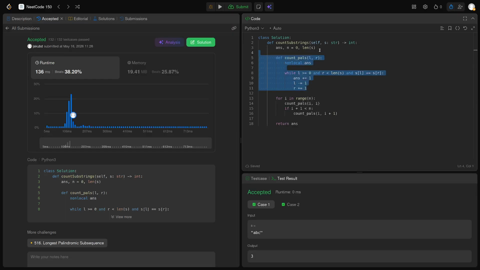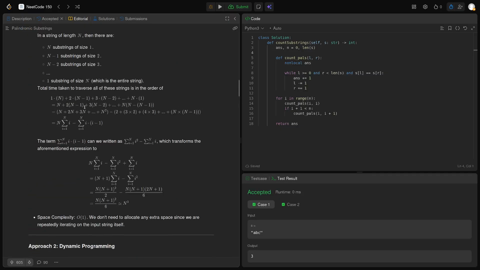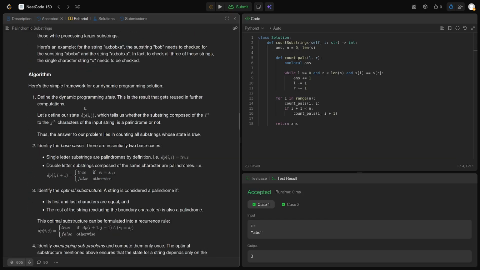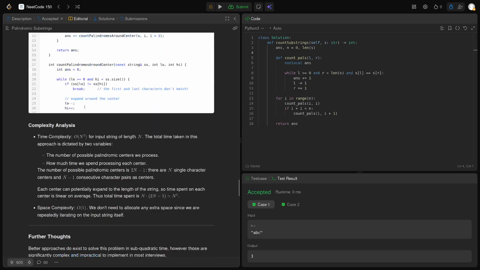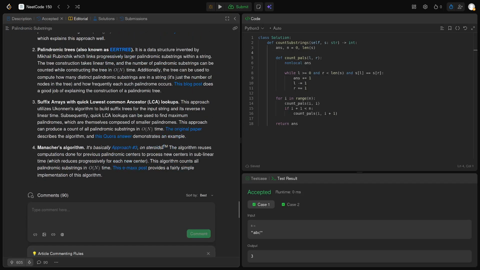I mean, technically I could do it inline, but let's see if the editorial shows us. Check all substrings. What is this trying to analyze? Dynamic programming? You kidding? Yes. Okay, O(n log n). Fair enough. Palindromic trees. Oh my days. Holy, what is that? Oh my god. Suffix array every time. Approach three on steroids, trademark. Okay.